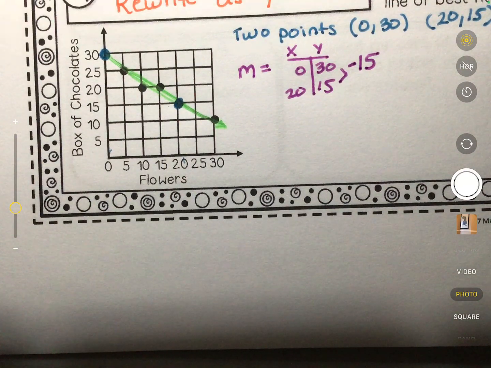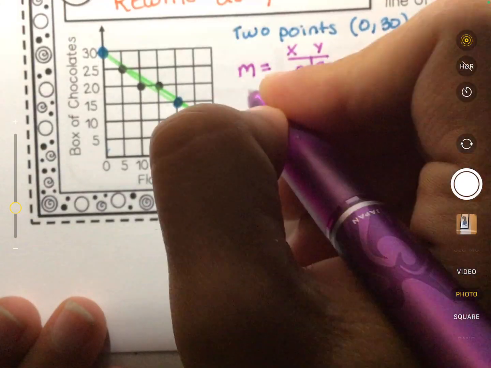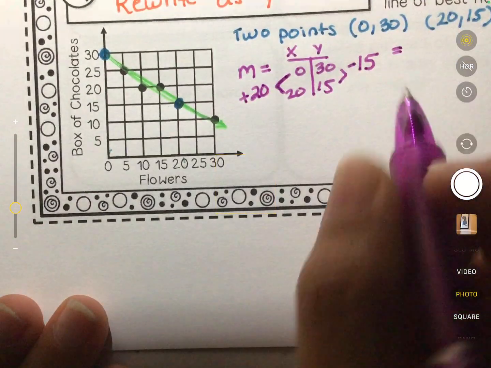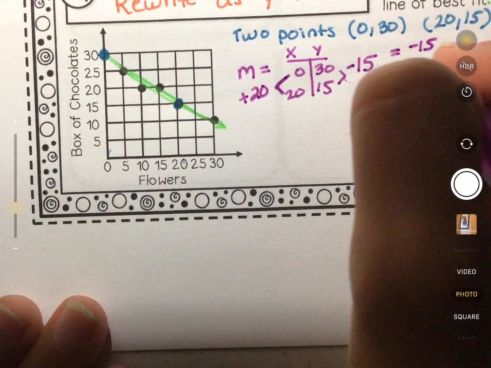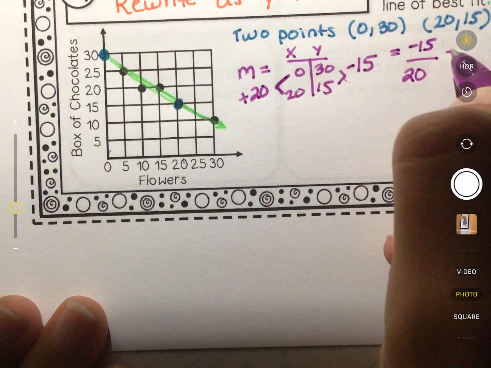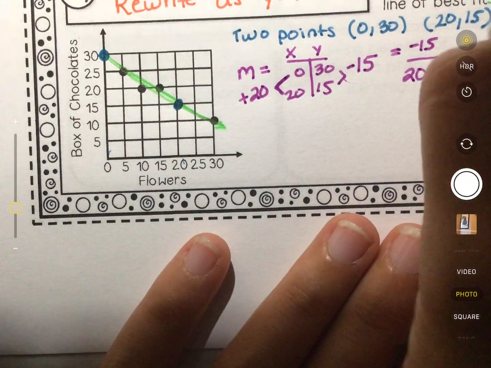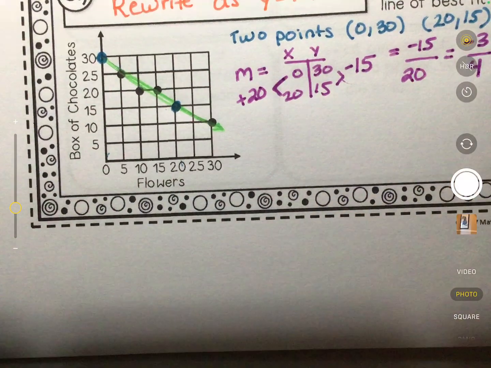All right, and then on my x's, my change in my x's from 0 to 20 is I added 20. So my slope is change in y, so negative 15 over 20. And that fraction can be reduced to negative 3 over 4. So that's my m. That's my slope.